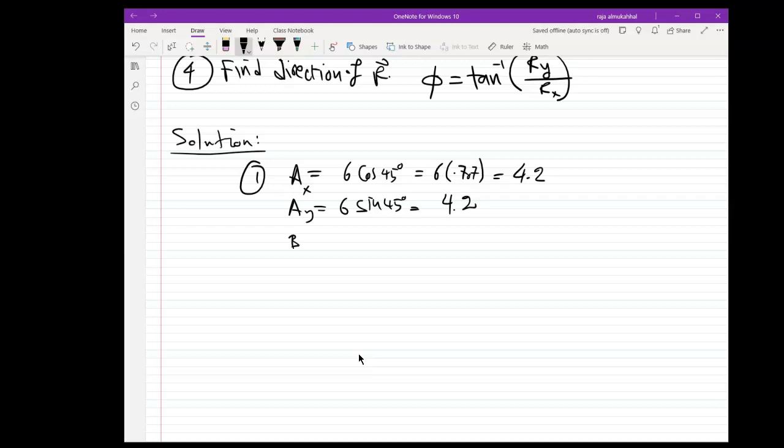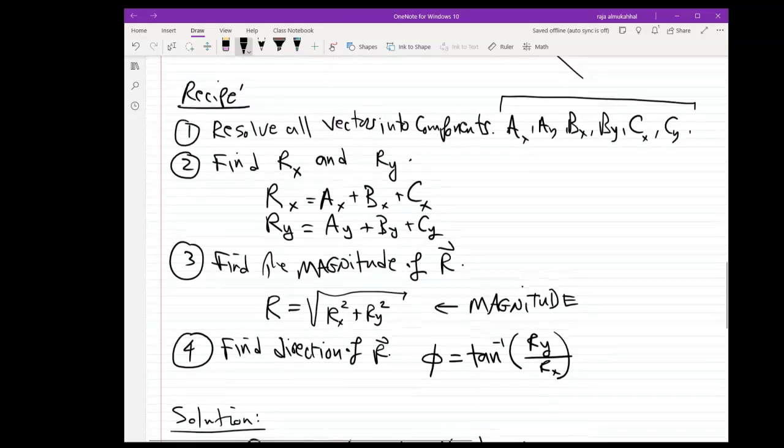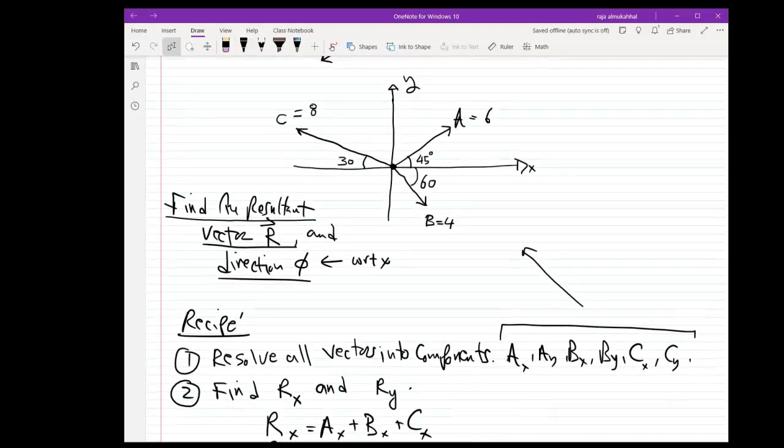And then we have B sub x. B sub x is going to be 4 cosine 60 degrees. Cosine 60 is half, so that would be 2. And then B sub y, and watch your sign. B sub y is going to be negative, correct? Because it's going to be on the bottom. Let me go back to the drawing. Right here, B sub y is going to be down there, so that's going to be negative, right? You see that, everyone?